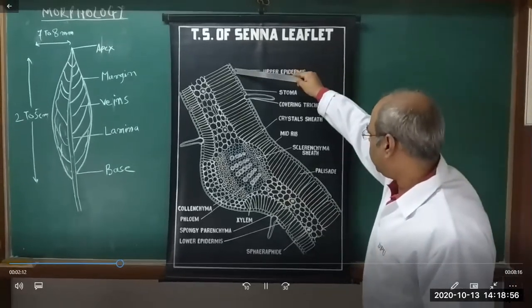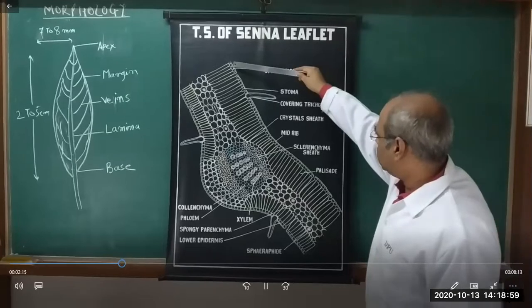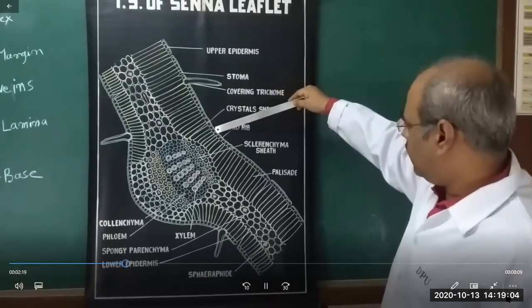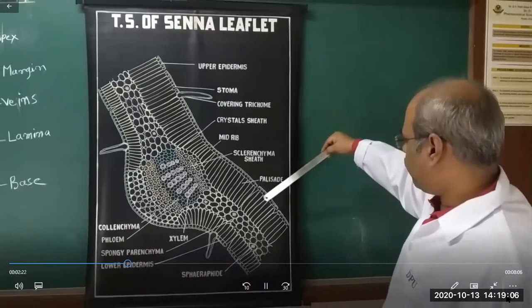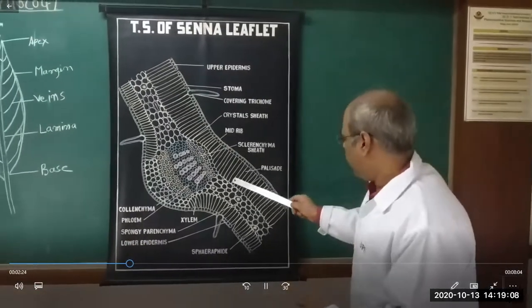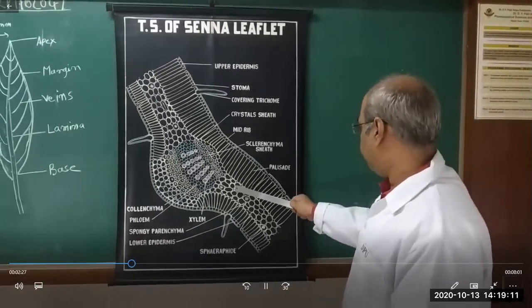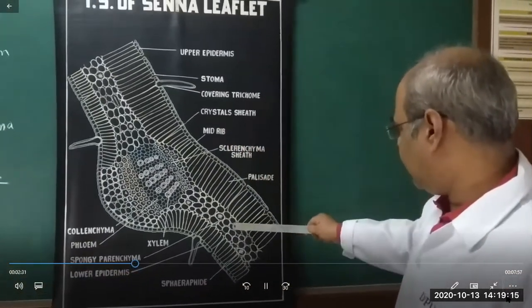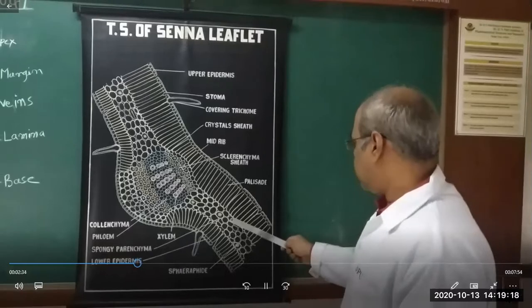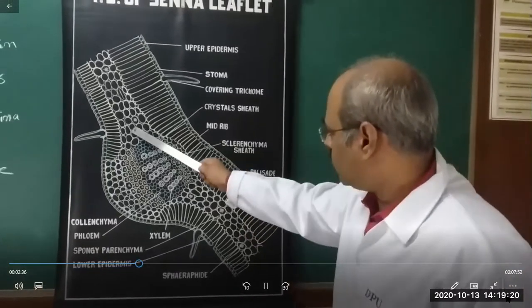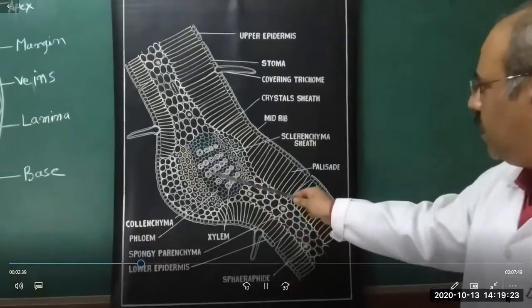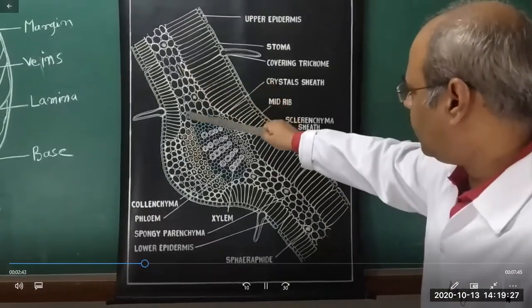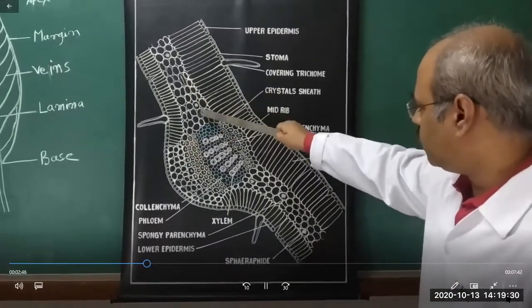The first layer, the upper epidermis, as usual, is composed of a thin layer of living cells, having the function of protection. Below this, there are layers of palisade cells and parenchymatous cells. The mesophyll is composed of the vascular bundle, which consists of xylem and phloem. Also, there are crystal sheaths in the parenchymatous cells present in the mesophyll layer.